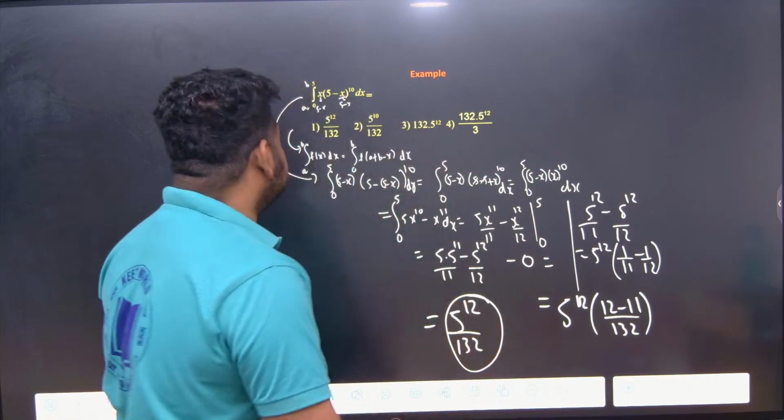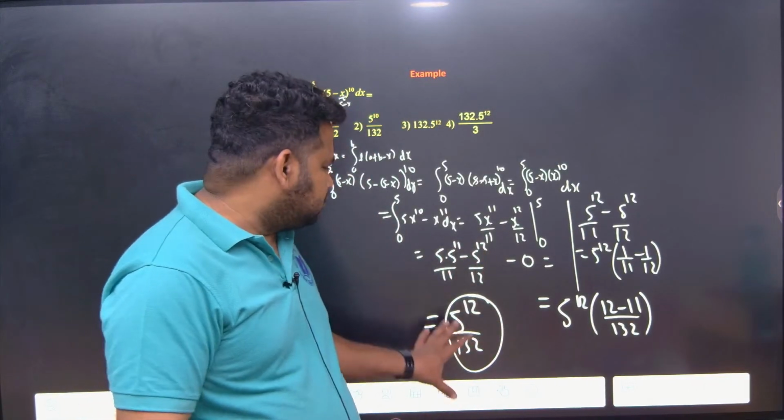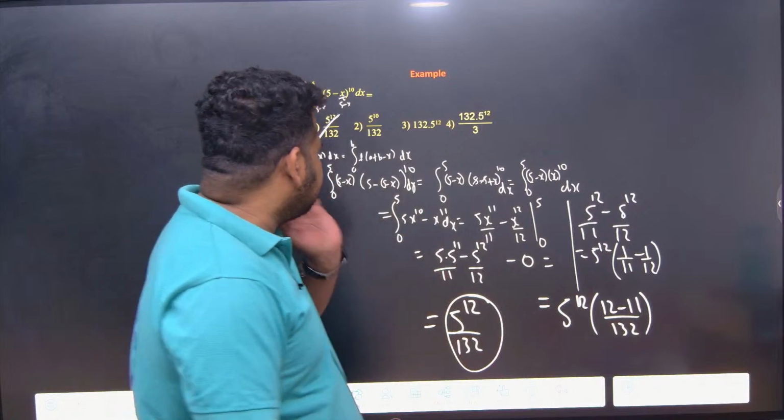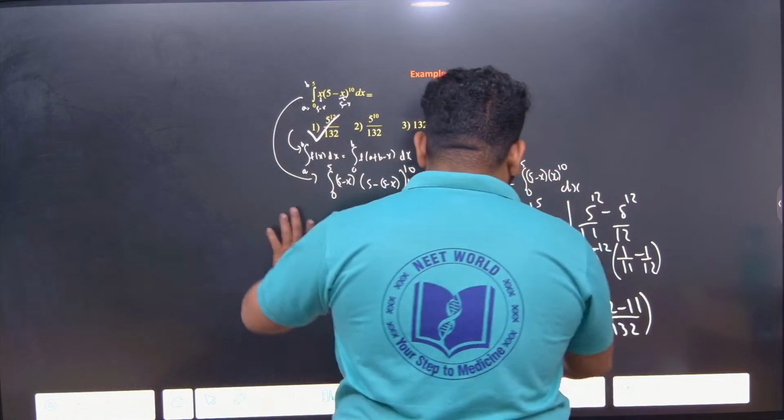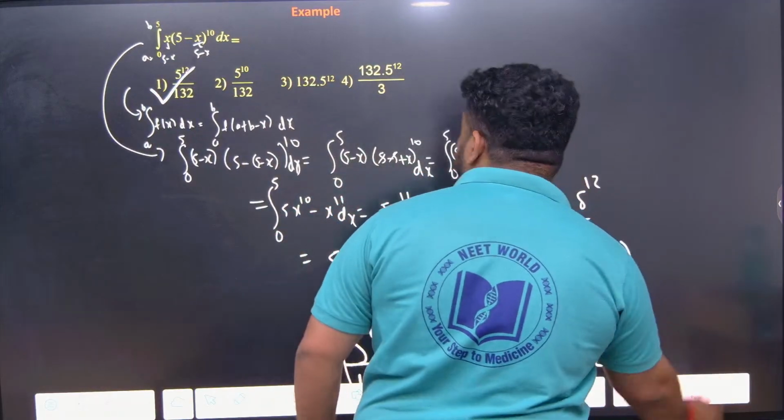That is nothing but the first option. Elaborately I have explained this question. So this is the way we can solve this question using King's rule. Let us see some more examples.